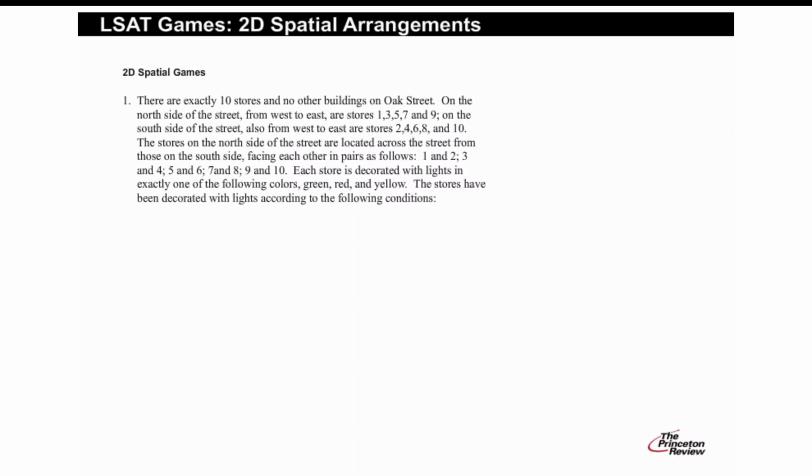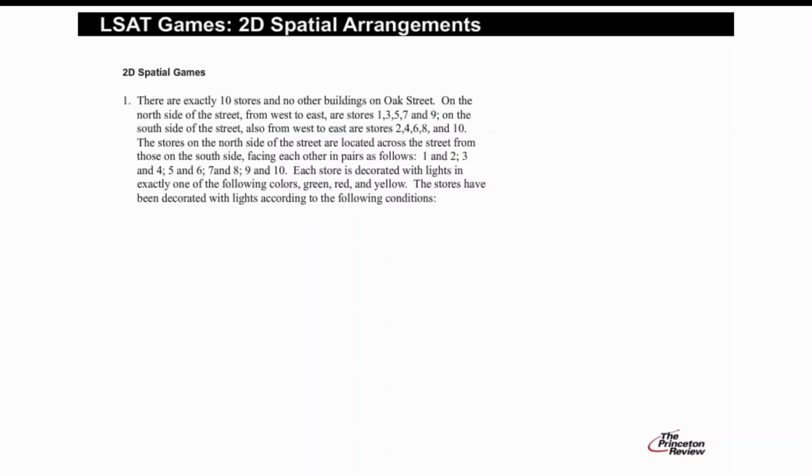The game setup says, there are exactly 10 stores and no other buildings on Oak Street. On the north side of the street, from west to east, are stores 1, 3, 5, 7, and 9. On the south side of the street, also from west to east, are stores 2, 4, 6, 8, and 10.